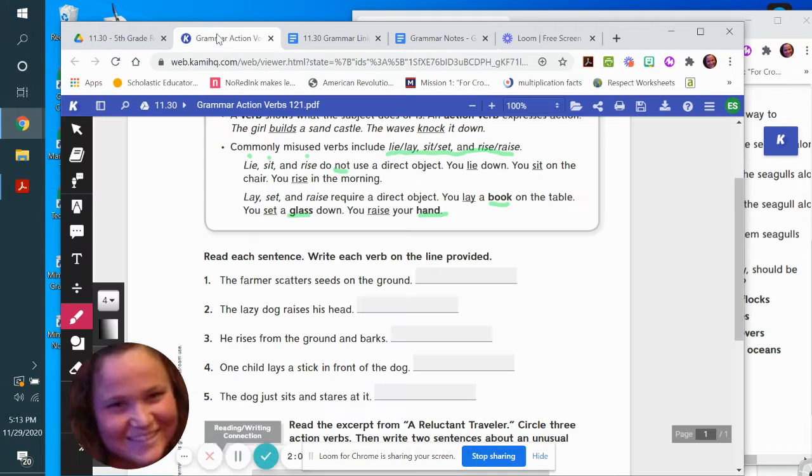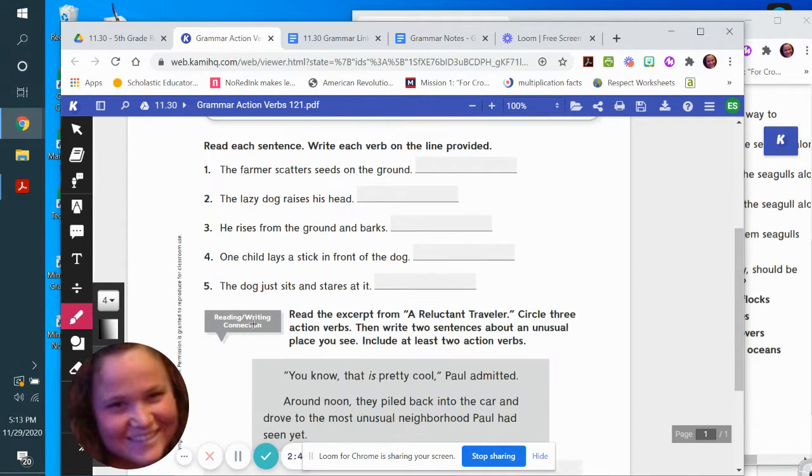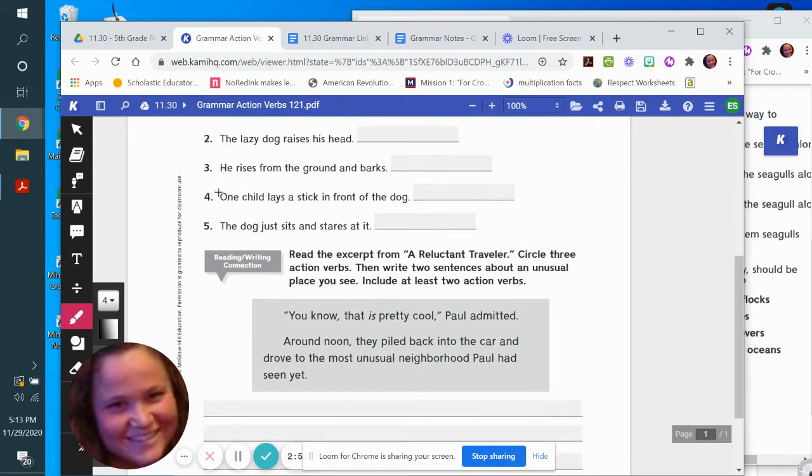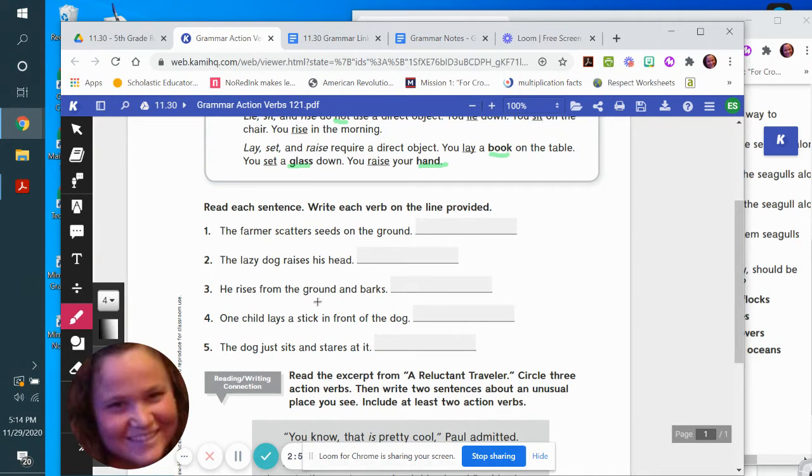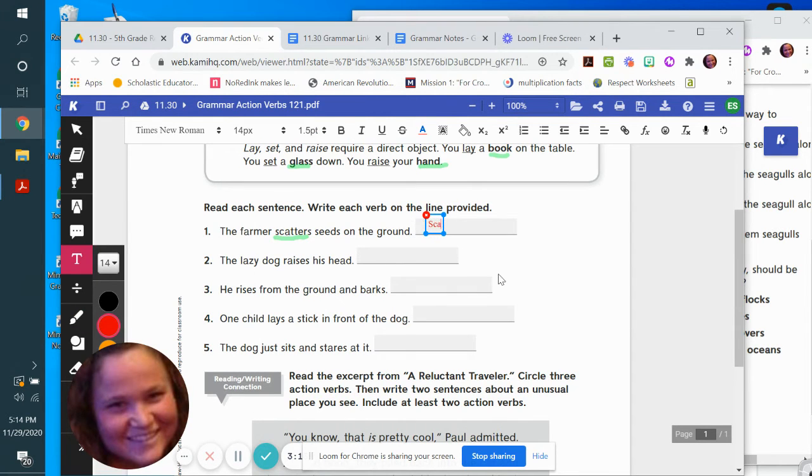Okay? All right, so back over to the worksheet. It says read each sentence and write each verb on the line provided. So you guys are looking for the actual verb that is found in here. So what action is taking place? So for example, the first one, the farmer scatters seeds on the ground. So scatters is our action because that's what he's actually doing. He's scattering. So we just take that word and write it on the line. Make sure you follow the directions there, scatters.